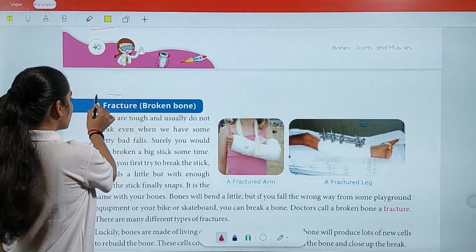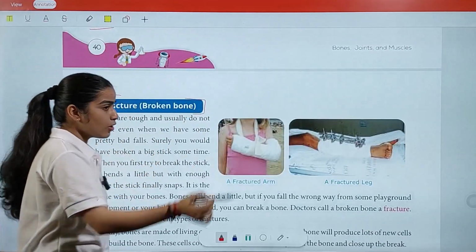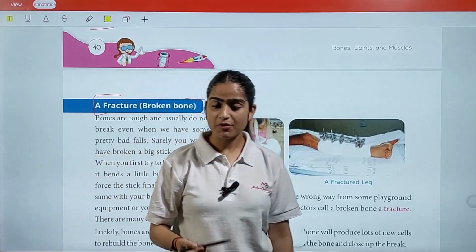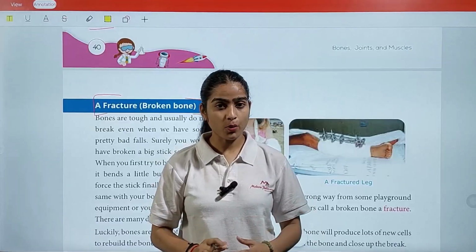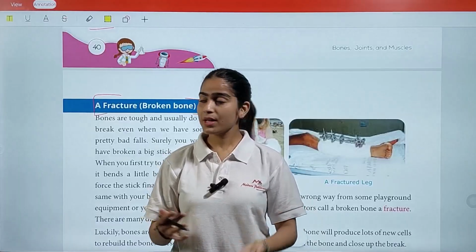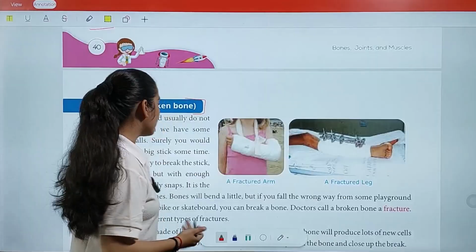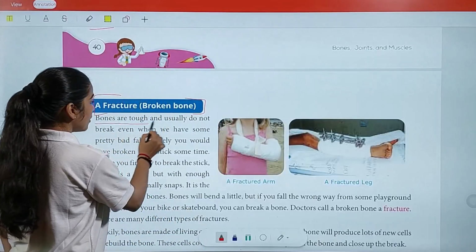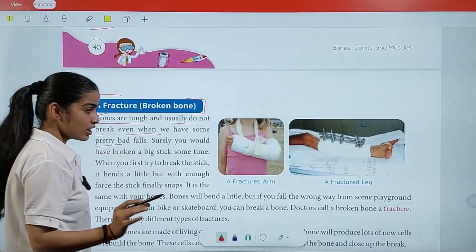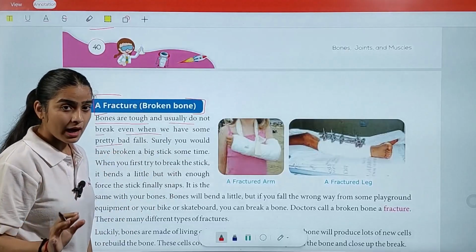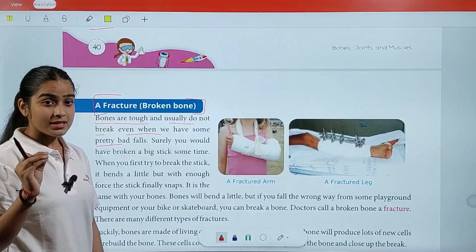Now we are going to learn about a fracture. Till now we understood what kinds of bones we have in our body and how they protect our organs in different parts of our body. But what will happen if we have a broken bone, a fracture? Bones are tough and usually do not break even when we have some pretty bad falls. So it is a very worst case, something very bad that has happened to you.